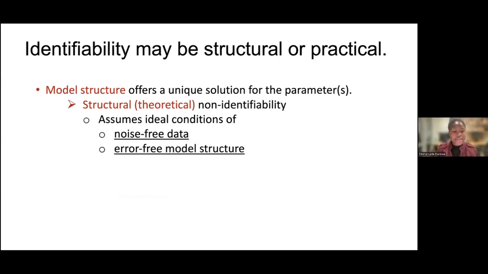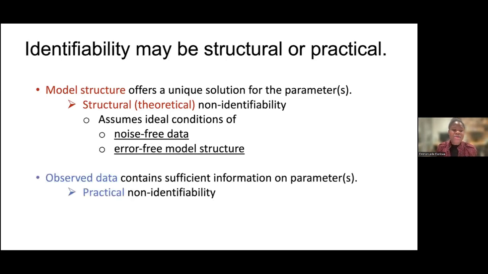Now, in testing for structural identifiability, the analysis makes two important assumptions, among others: it assumes ideal conditions of noise-free data and error-free model structure. While practical identifiability deals with the observed data. So with the data I observe, can I estimate my parameters uniquely?